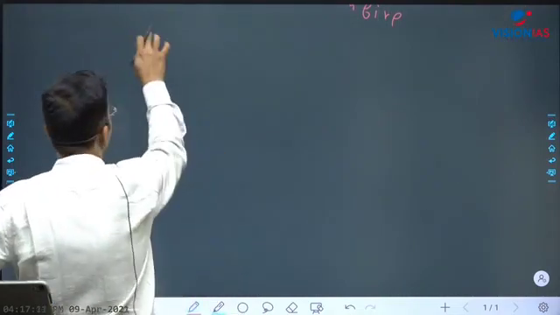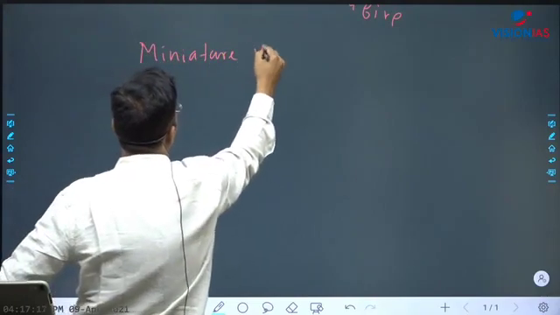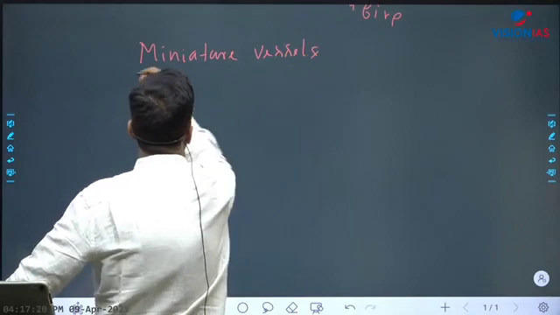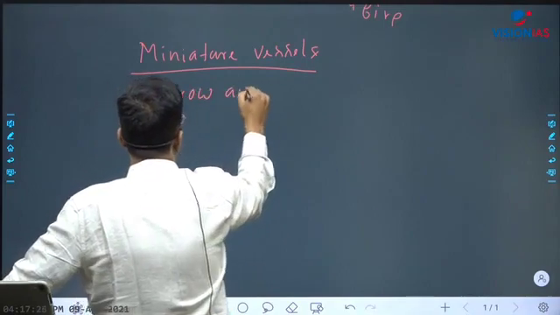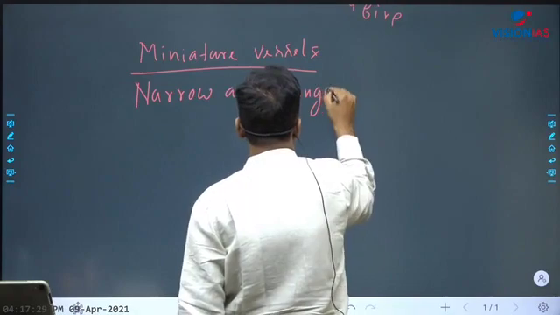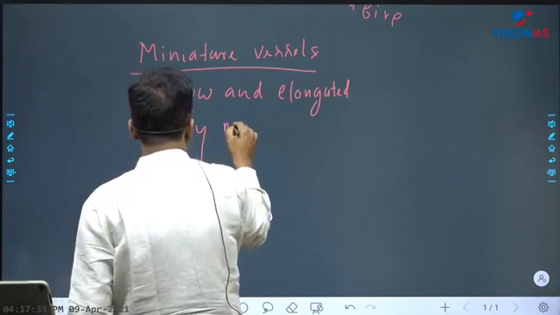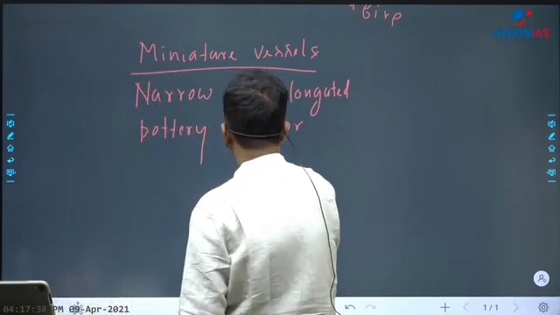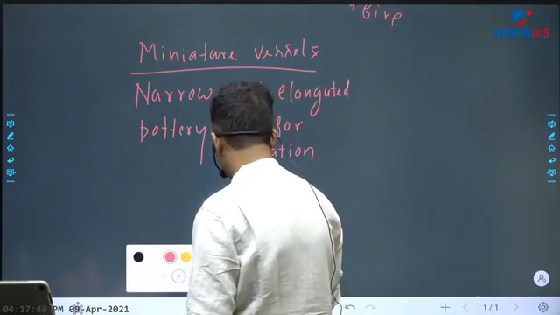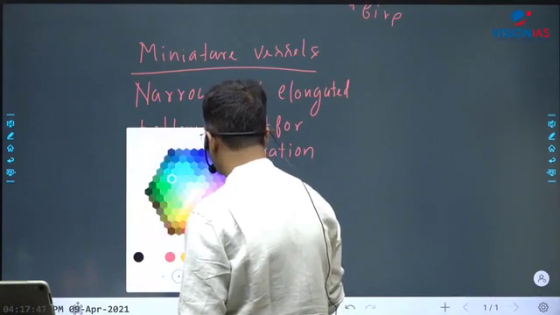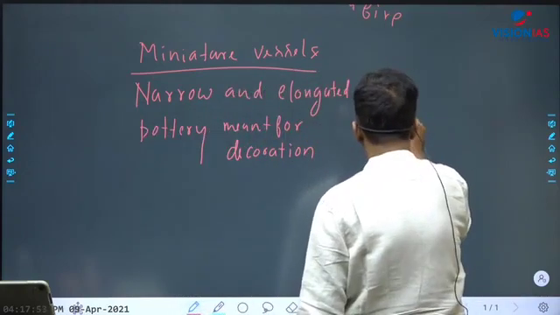Other types of pottery. In the pottery topic, you write miniature vessels, and these were narrow and elongated pottery meant for decoration. Meant for decoration. So let's create one diagram of this.